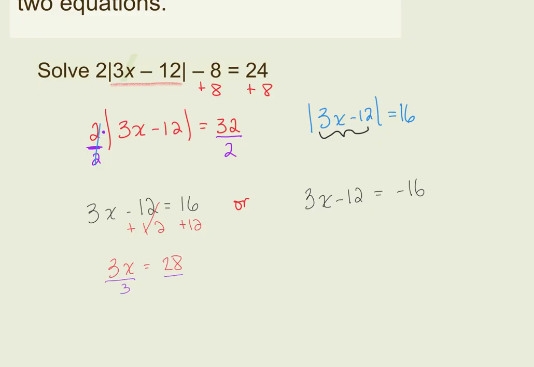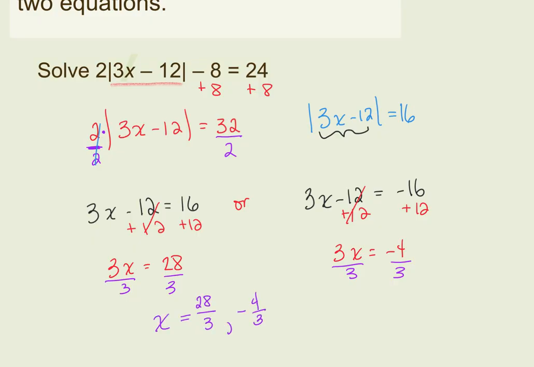When we divide, it doesn't matter that it is a fraction. Fractions are fine. X is 28 thirds. And then on the other side, if we add that 12, we're going to get 3x equals -4. And we are going to divide by 3. And we're going to see that x could also equal -4 thirds. And so as you start solving these absolute values, you want to make sure you're getting those absolute values completely alone before you move on to set up those two equations.